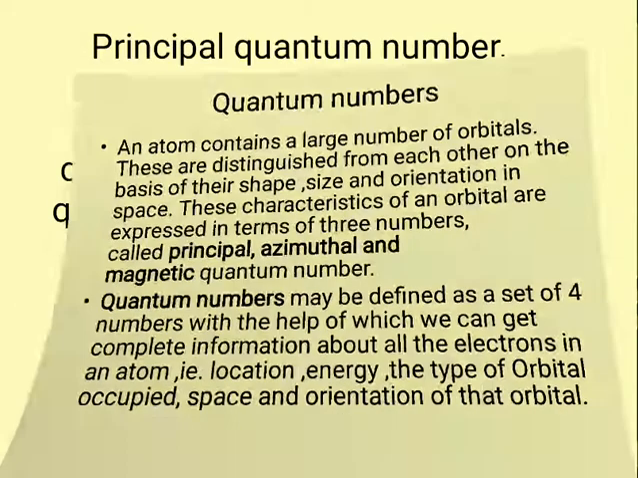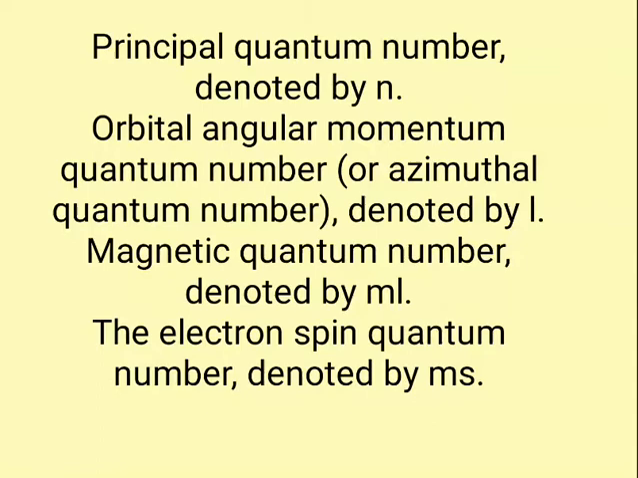Number 1 is the principal quantum number denoted by n. Number 2 is the orbital angular momentum quantum number, also called azimuthal quantum number, and it is denoted by l. Number 3, magnetic quantum number, denoted by ml. And number 4 is spin quantum number and is denoted by ms.